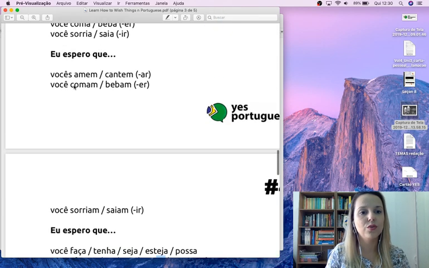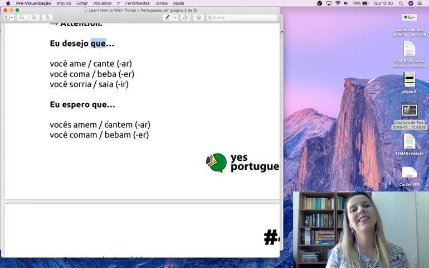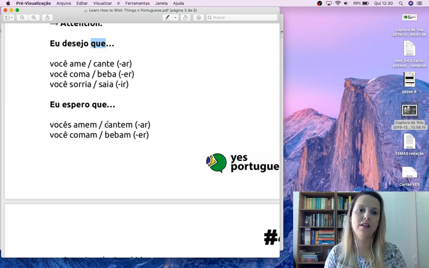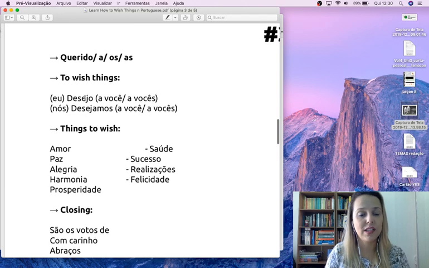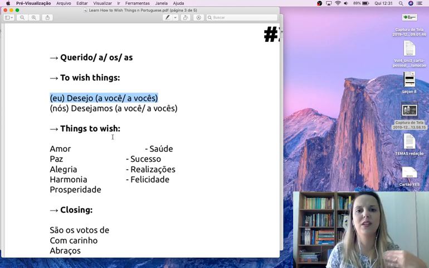What I want you to pay attention to is that when we have que after desejo or espero, then if I put a verb after it, it has to be in the subjunctive. Okay? If you decide to use this form, eu desejo something, I wish you something, then you don't need to put a verb in the subjunctive because it doesn't have que, okay?